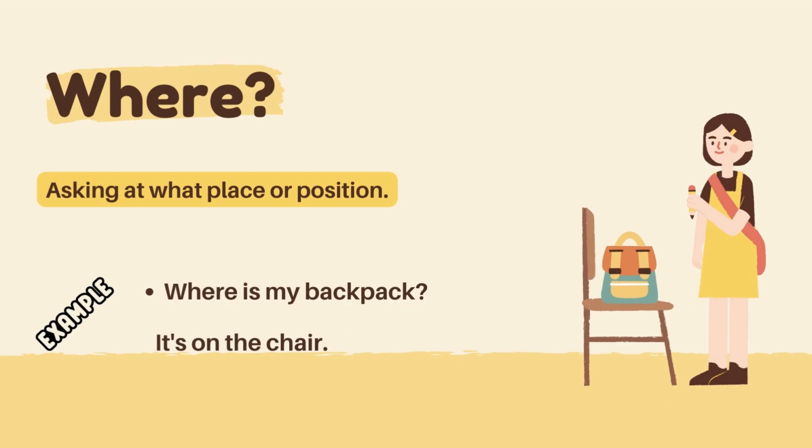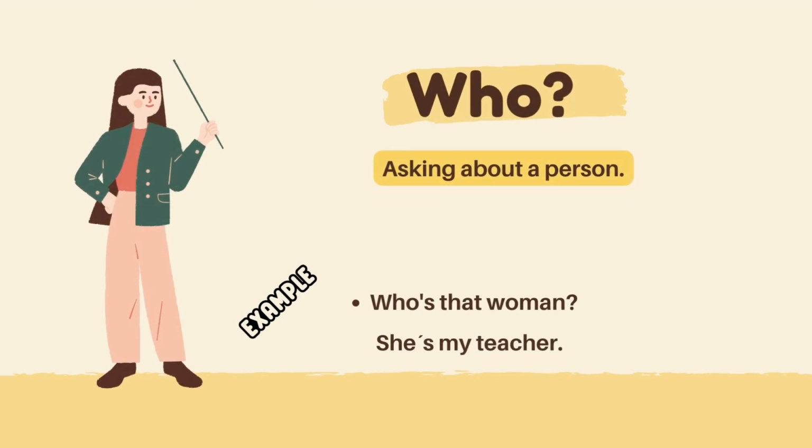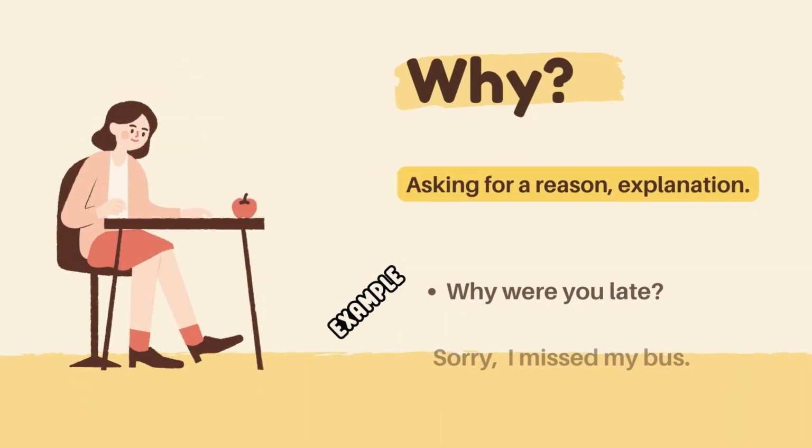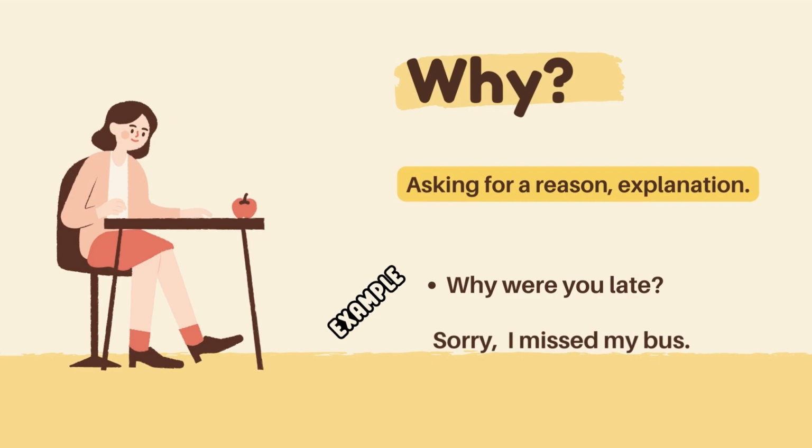We use the question word where for asking at what place or position. For example, where is my backpack? It's on the chair. The question word who is used for asking about a person. For example, who's that woman? She's my teacher.